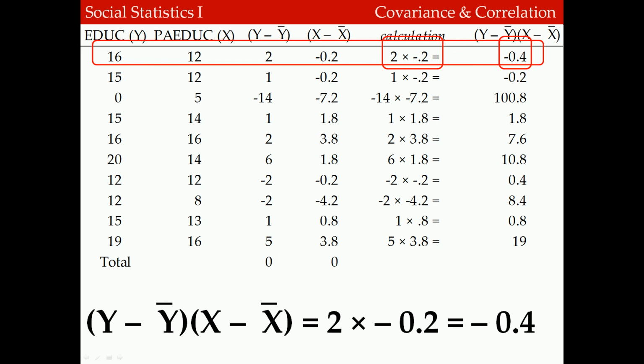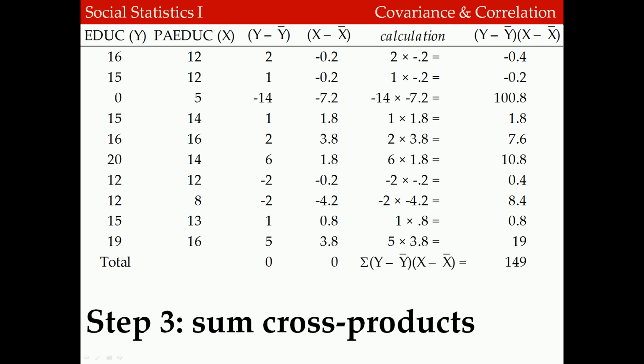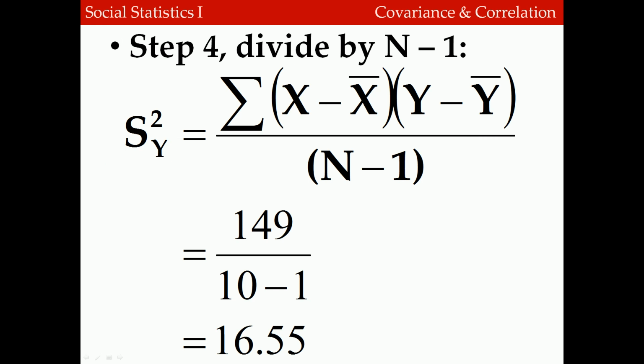And then the next step is to take the sum of those cross products. That is, we're going to take the sum of the deviations from the mean of y multiplied by the deviations of the mean for x, that last column in our table. And we get a value of 149. And then we just divide that value by the total number of cases, in this case 10, minus 1, or 9. So when we divide 149 by 9, we get 16.55.